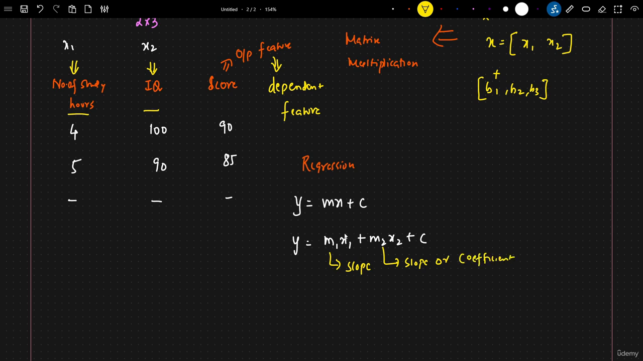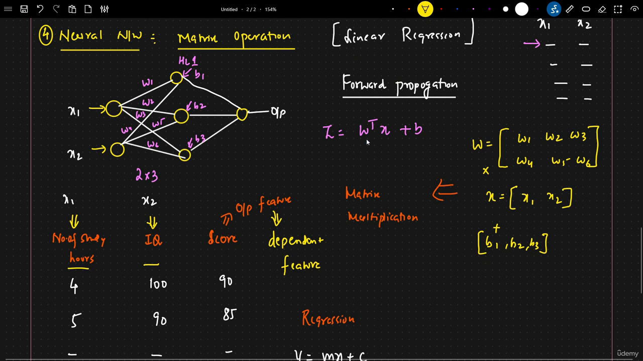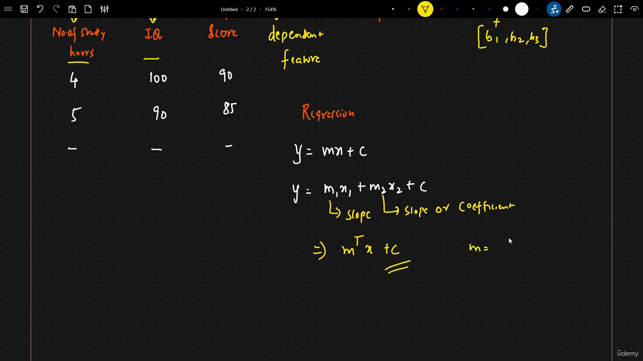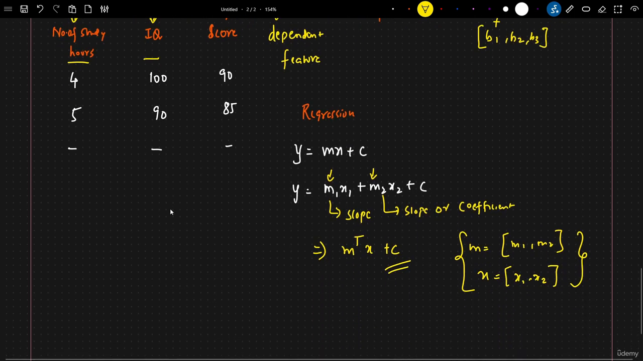And this is the same thing that happens over here, like how we are doing W transpose X. This also can be written as M transpose X plus C. Here you can see that M will be the coefficients M1, M2, and X is X1, X2. So overall, this is also a kind of matrix multiplication. This is how we calculate our coefficients M1 and M2. Once we calculate this, we get our best fit line based on the number of features that we have, and we'll be able to predict our output.